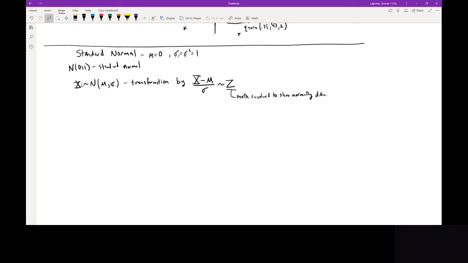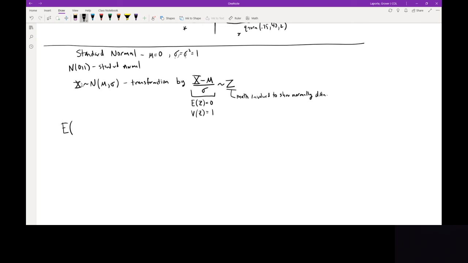But we will do this. We will show why the expected value of Z is equal to 0, based on this, and the variance of Z is equal to 1. So I'm going to show you that. Let's start off with the expected value.